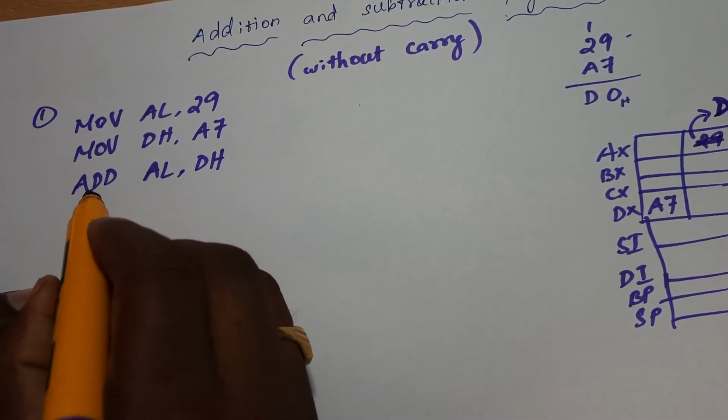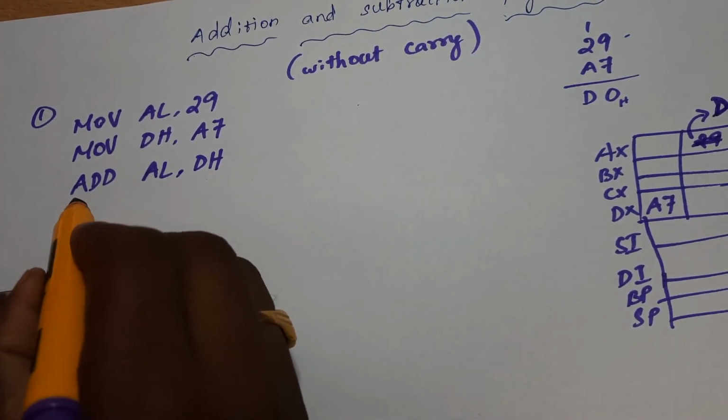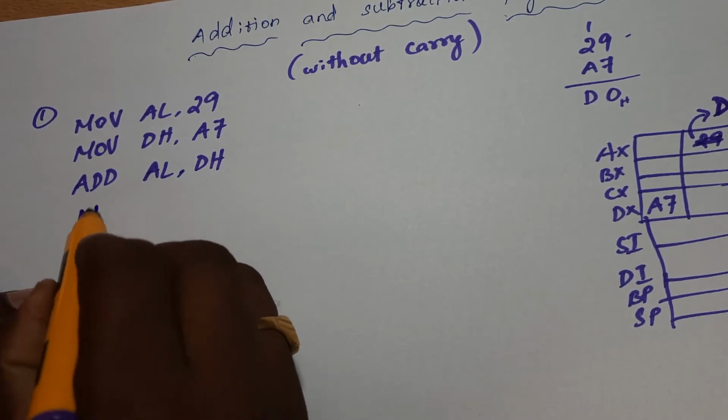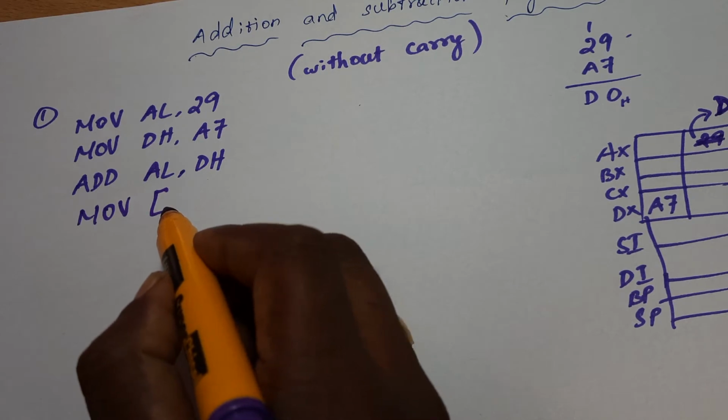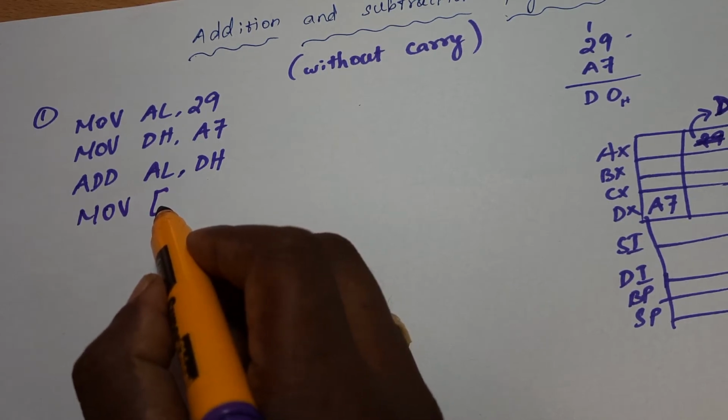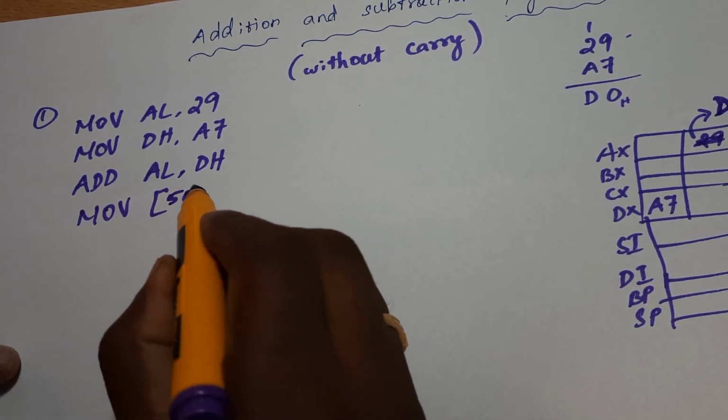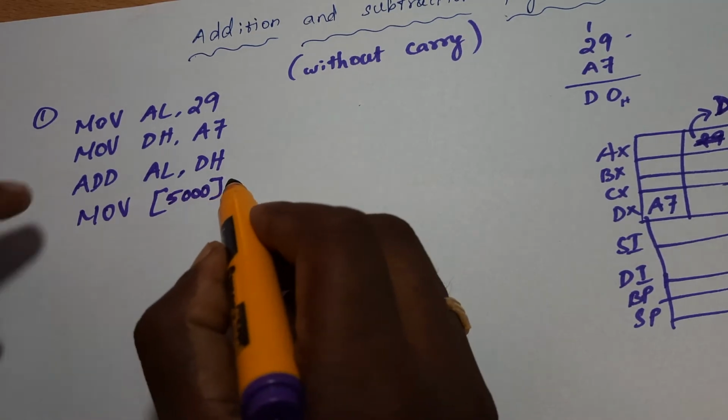Now after this instruction we need to store the result. For that I am using some memory location. Anyhow, we need to store the result in a memory location. I am using direct addressing mode. So there, as an example, 5000 is the memory location I am choosing.